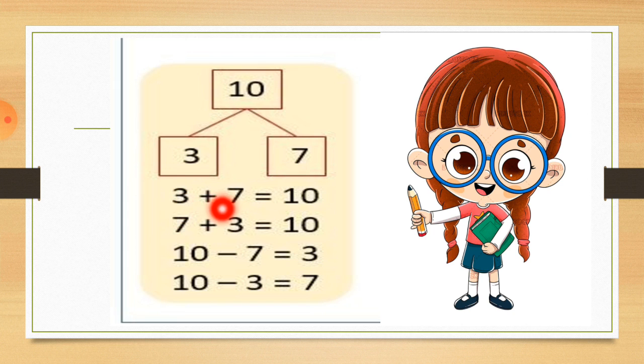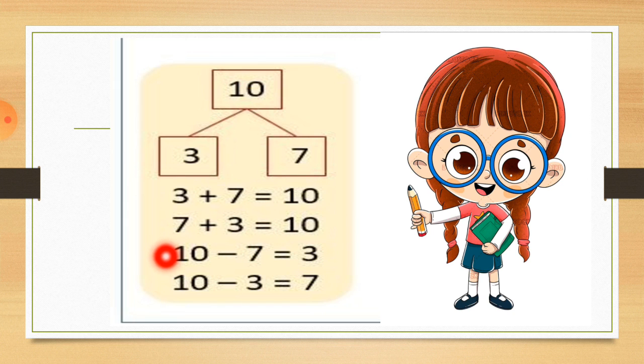Here is 3 plus 7. So these two digits will be covered, and the answer is 10. You can count: 3 plus 7 is equal to 10. So these three family numbers are in one row. Now here is 7 plus 3. So these two digits are covered and the answer is 10. You can see these three digits are in one row, which are the family numbers.